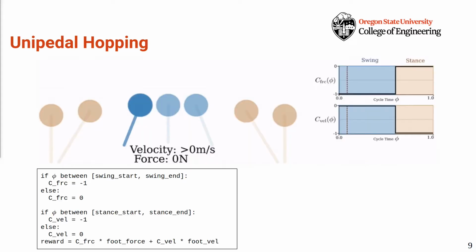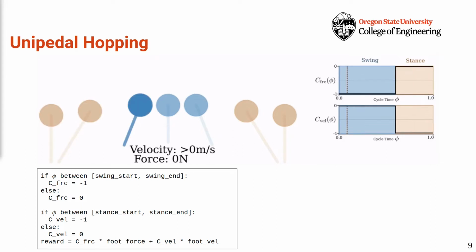Using these observations, we can craft a very simple reward function to learn a policy which encapsulates this behavior. We want no forces applied to the foot end effector during swing, and we want the foot end effector to have no velocity during stance. So, we introduce a phase time variable phi, which tracks our gait cycle and splits it up into two chunks of time, swing and stance.